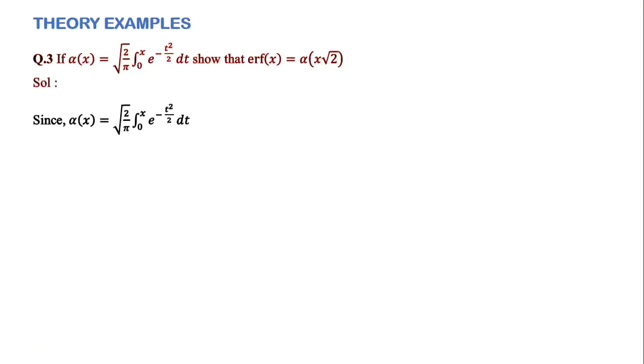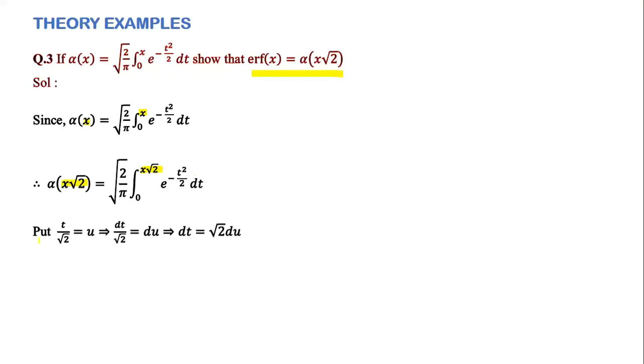So in the solution, what is given? The alpha of x is equal to under root of 2 by pi, integral from 0 to x, e raised to minus t square by 2 dt. First, calculate the RHS of this question. So the RHS is alpha of x root 2. For alpha of x, the upper limit is x; for alpha of x root 2, just replace the upper limit by x root 2. So alpha of x root 2 is equal to under root of 2 by pi, integral from 0 to x root 2, e raised to minus t square by 2 dt.